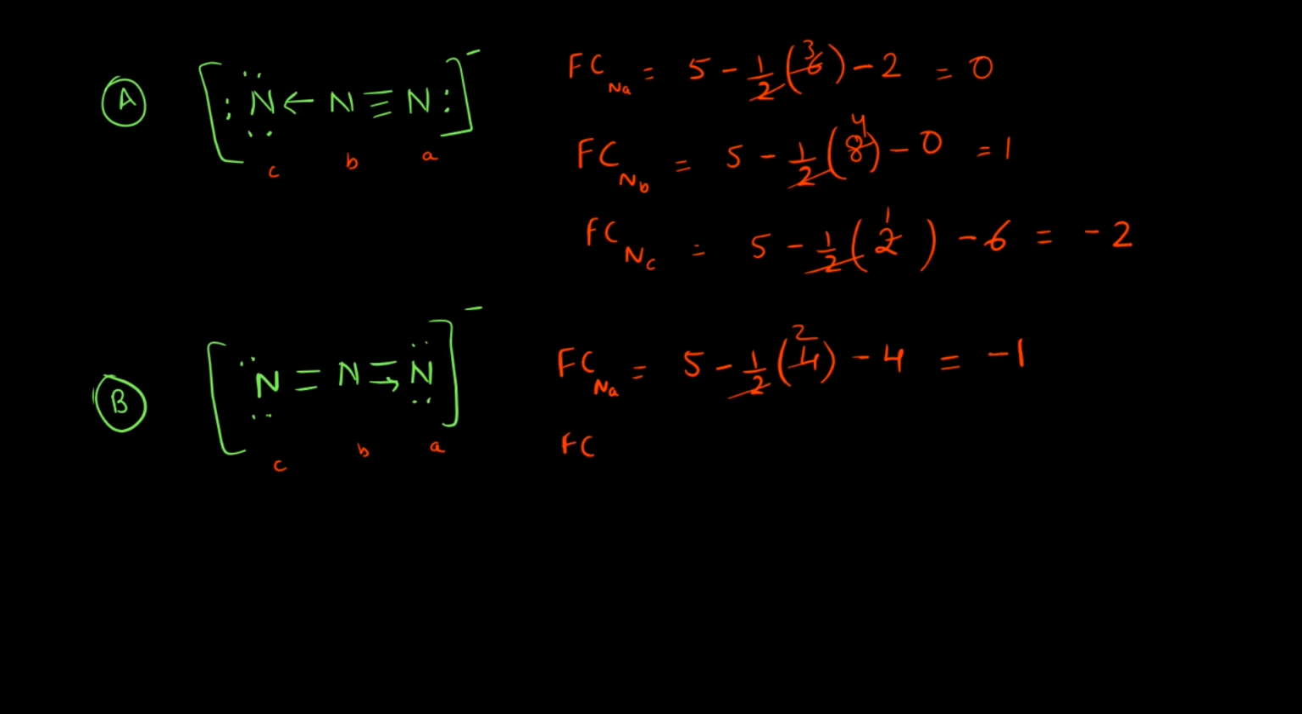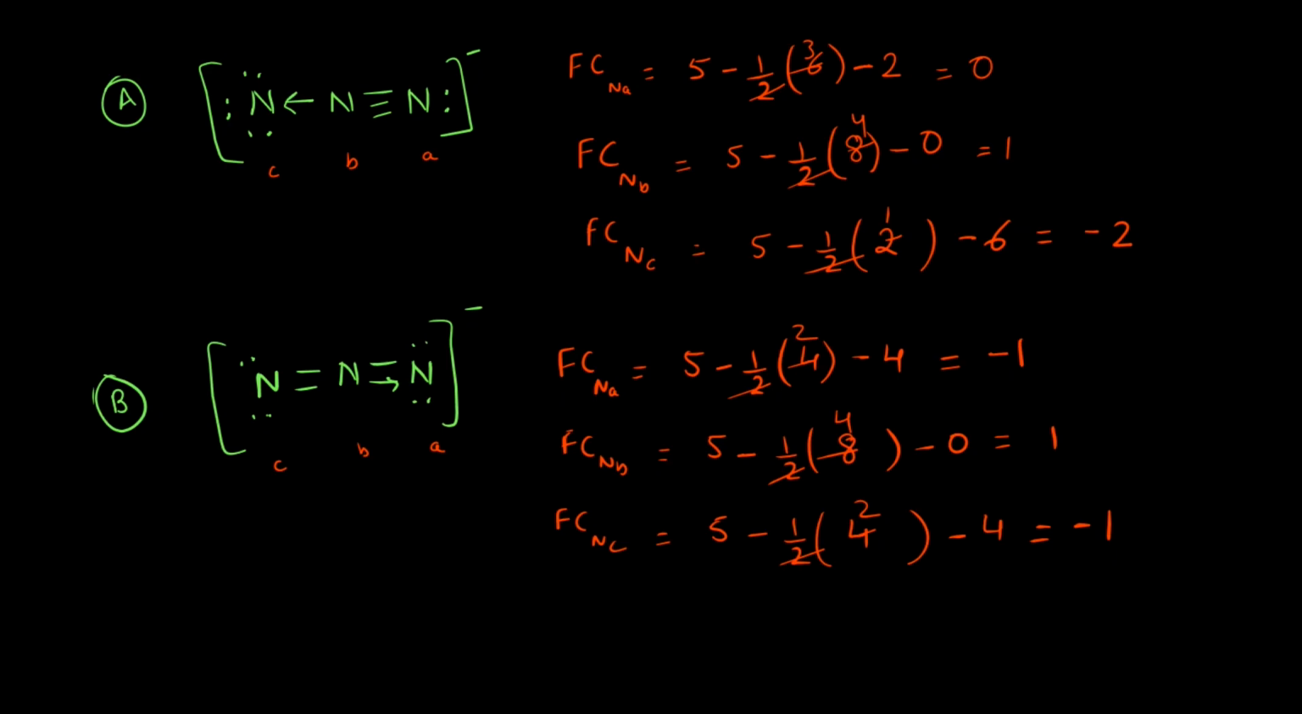Now the formal charge on nitrogen B: valence electrons minus half the bonding electrons. The central nitrogen is forming 4 bonds, so we have 8 electrons, minus no non-bonding electrons, so this is 1. Formal charge on nitrogen C: valence electrons minus half the bonding electrons. Nitrogen C is forming 2 bonds, so we have 4 electrons minus non-bonding 4 electrons. So this comes out to be minus 1.